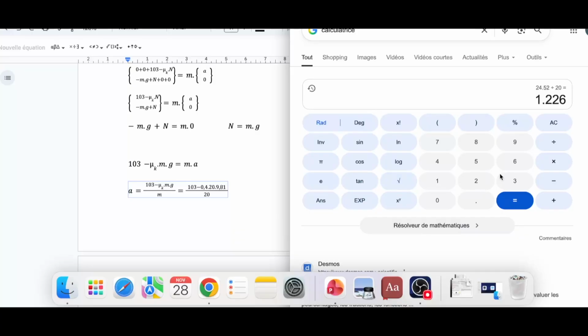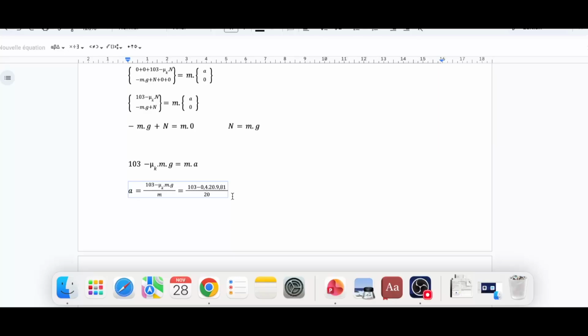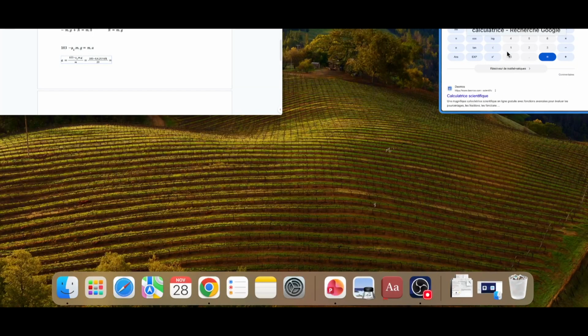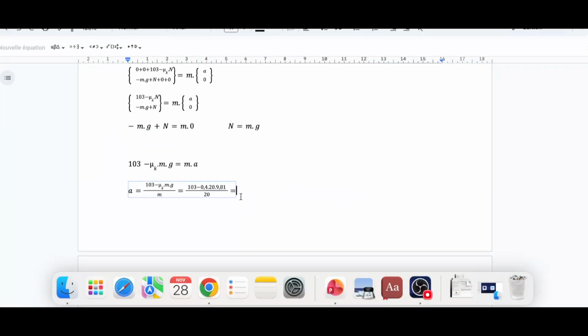So the answer is 1.226, but I see that I have only 3 significant digits on the force, 1 significant digit on the coefficient, but I'm going to consider it's a perfect value, so I'm going to ignore that for this exercise. And the mass has 2 significant digits, so I'm going to give a result with 2 significant digits. And the result was 1.226, which I'm going to bring back to 2 significant figures, and the closest value is 1.2.